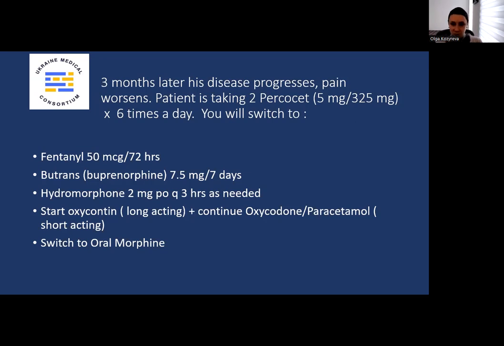What would you do? You will start fentanyl, 50 microgram over 72 hours. You start a buprenorphine patch every 7 days. You will start hydromorphone, 2 milligram IV, every 3 hours as needed, or you will start long-acting OxyContin and continue short-acting oxycodone plus paracetamol. You will switch him to oral morphine.